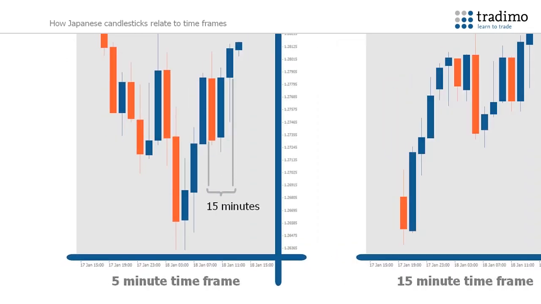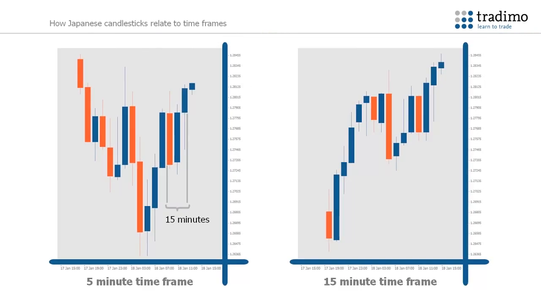The 3 candles shown by the arrows on the left chart show this price action over 3 candles that form over 5 minutes each. The 15-minute chart on the right-hand side shows this exact same price action over just one candle that forms over 15 minutes. The 5-minute chart shows more detail than the 15-minute chart.